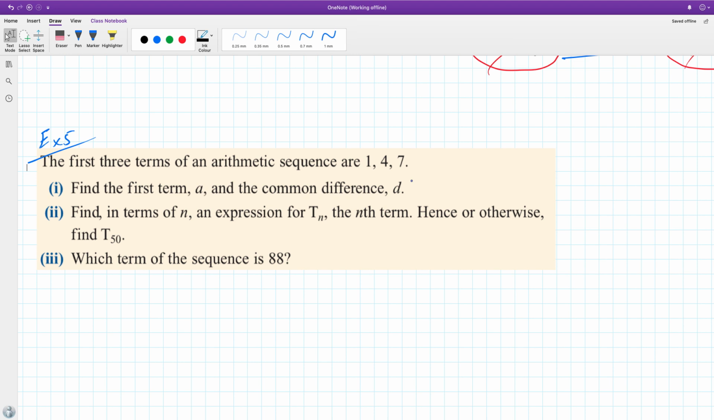Nice and handy one to start off with. So our formula for that is up here in our notebook.